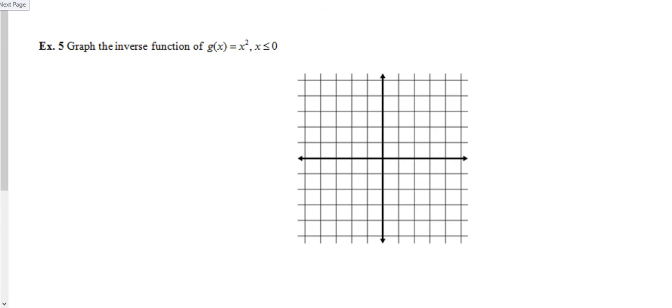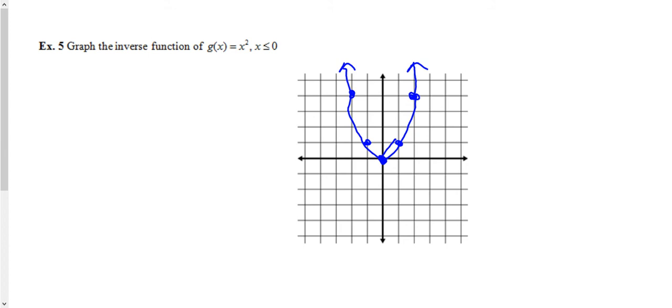Here in example 5, all we're doing is graphing a parabola and finding the inverse for it as well. So here we go. I just graphed the original, and I'm going to try my best to hit as many of our dots as possible. I am struggling on drawing right now. That side's a bit better.